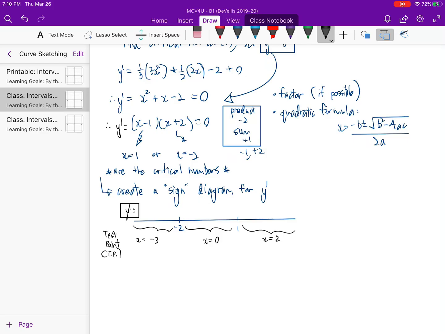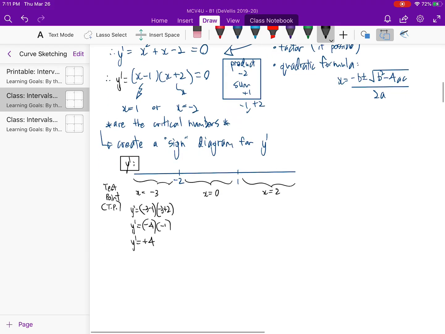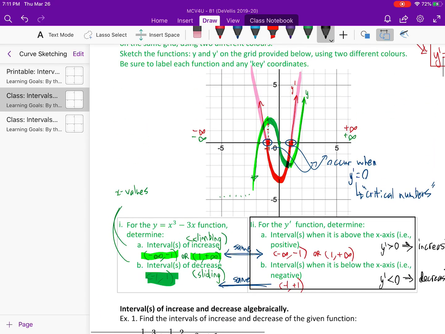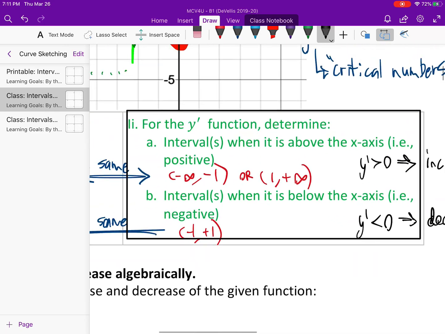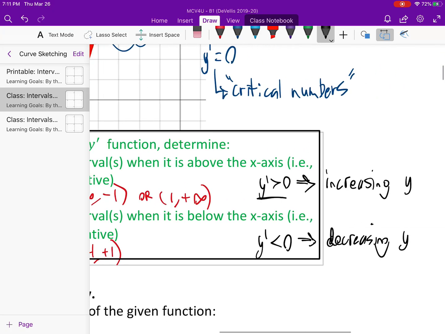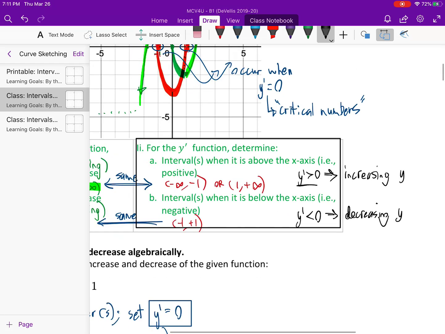If you put -3 in there, you get y prime equals -3 minus 1 times -3 plus 2. Y prime equals -4 times -1. Y prime equals +4. So really, we just want to know whether it's positive or negative. So if y prime is +4, that means it's above the x-axis. And when a function's derivative is above the x-axis, in other words, it's positive, we have an increasing y.